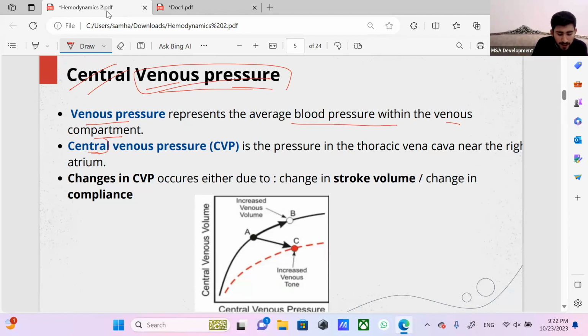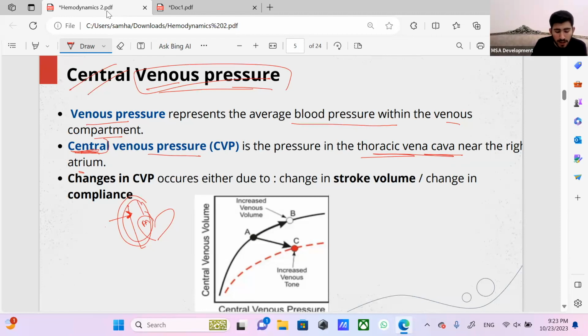Now, what is central venous pressure? Venous pressure is the whole body. Central means that we are targeting a specific place in the body. And central venous pressure is the thoracic vena cava near the right atrium. So this is the heart. This is the right atrium. There is the thoracic vena cava here. And so central venous pressure is the pressure of the thoracic vena cava only. Okay? So the pressure of this only.